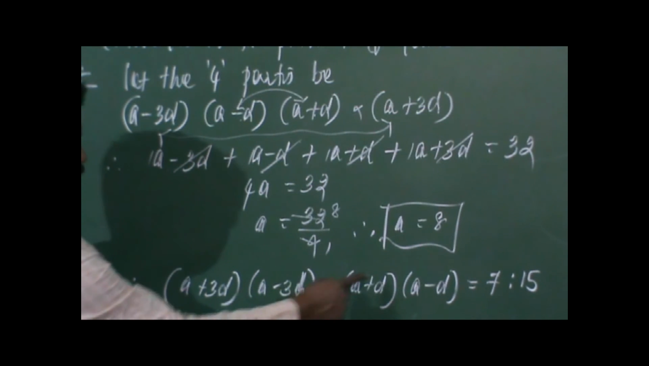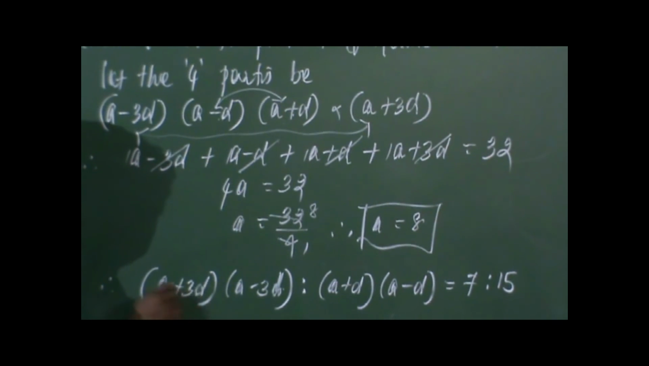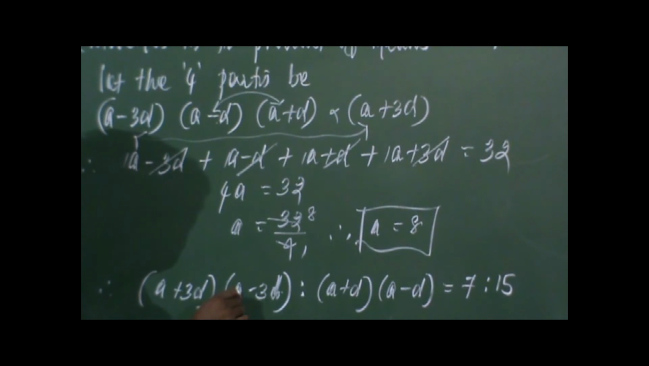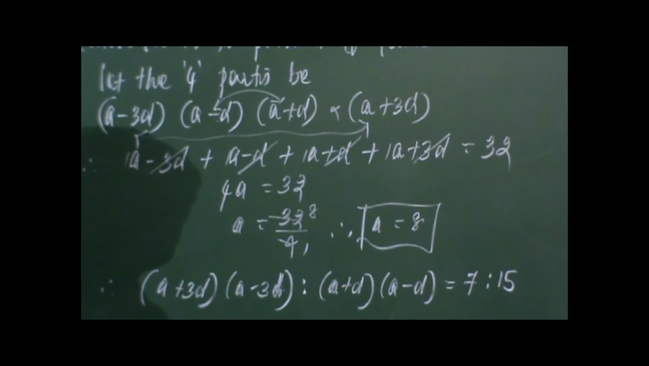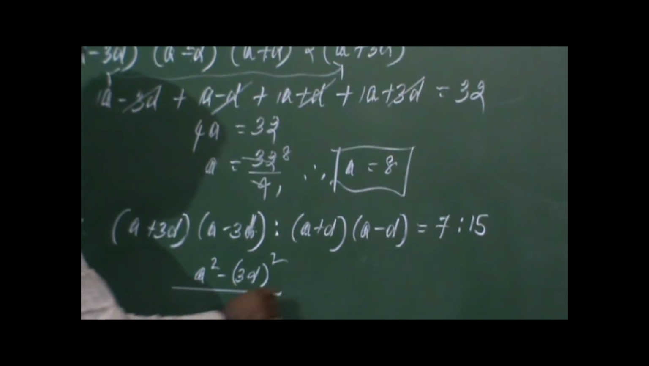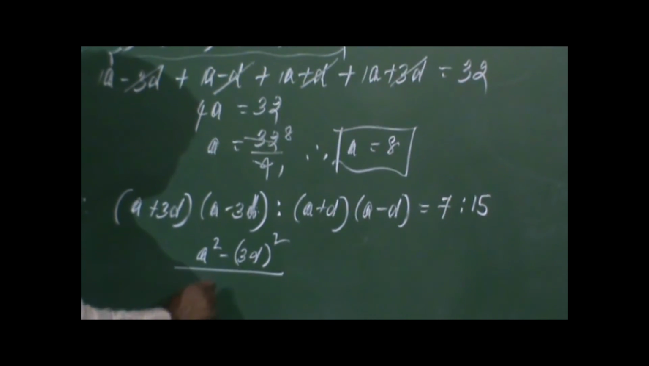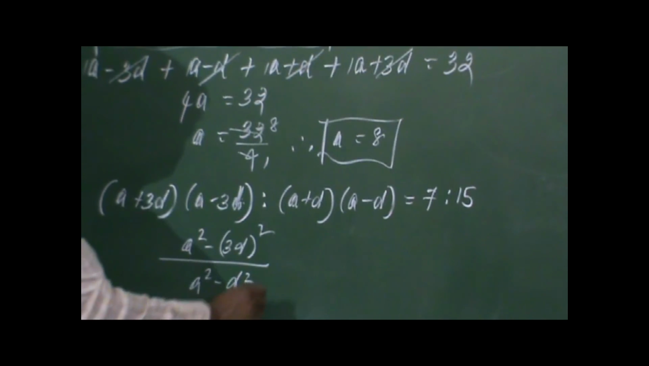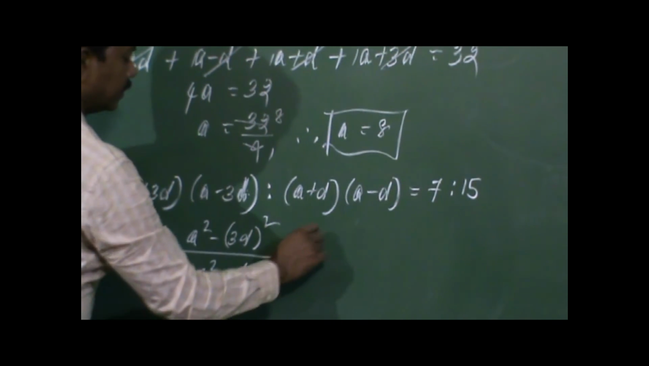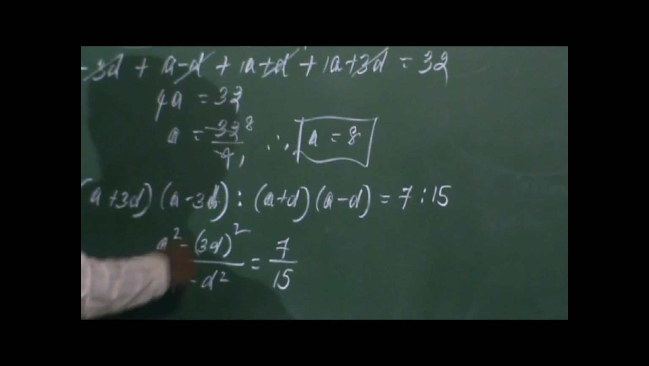So this ratio can be written as (a plus 3d) into (a minus 3d), which is in the form of (a plus b) into (a minus b), where it can be written as a square minus 3d whole square by (a plus b) into (a minus b). That format can be written as a square minus d square, equal to 7:15, which can be written as 7 by 15. So we will take the squaring of this.